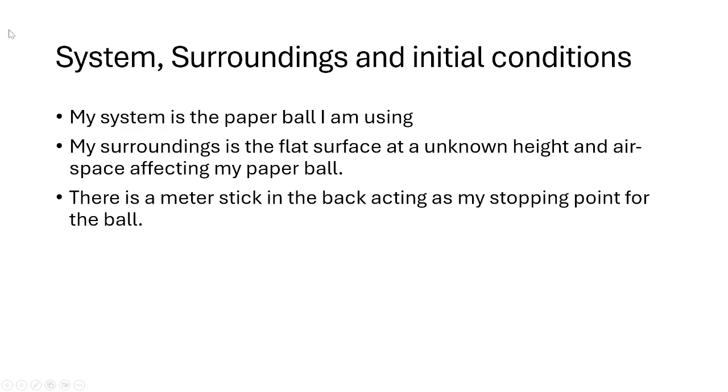Now, I will introduce my system, my surroundings, and my initial conditions in this experiment. My system is the paper ball that I'm using, and my surroundings were the flat surface that the ball was thrown from, and the airspace affecting my paper ball. There's a meter stick in the background acting as my overall measurement for displacement of the ball.